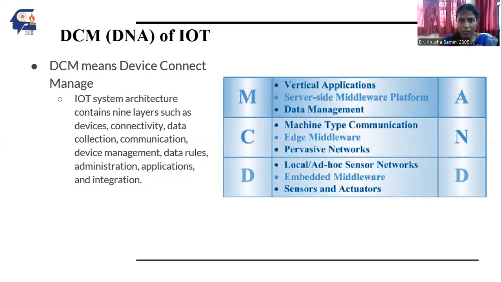Then we come to the M, which is manage or application. This can be a vertical application or server-side middleware platform or data management techniques, which are used on the management or application side. So the DCM, also known as DNA, device, network and application, is used in the three layers of IoT, such as sensor layer, network layer, and application layer.